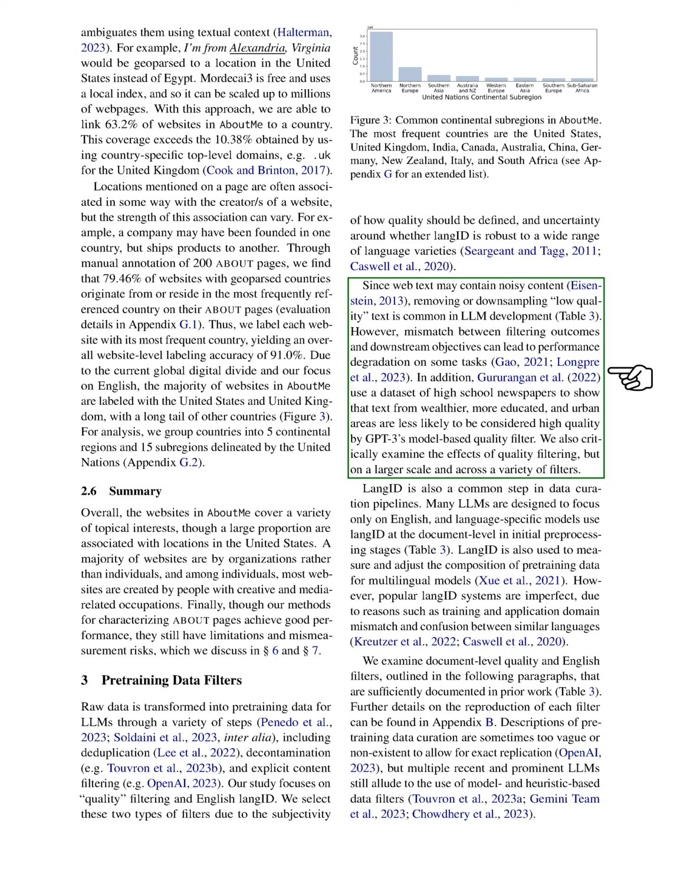Web text can often contain noisy or low-quality content, so it's common to remove or downsample such text during LLM development. However, this can sometimes lead to performance issues if the filtering doesn't align with the objectives of the model. We also found that text from wealthier, more educated, and urban areas is less likely to be considered high quality by GPT-3's model-based quality filter.